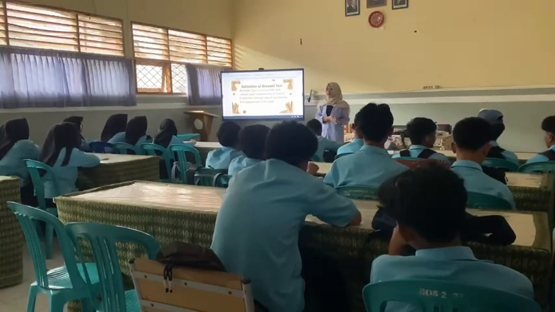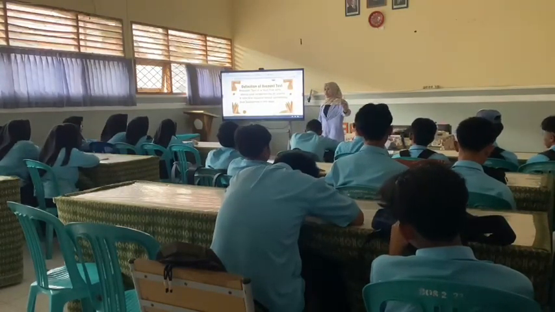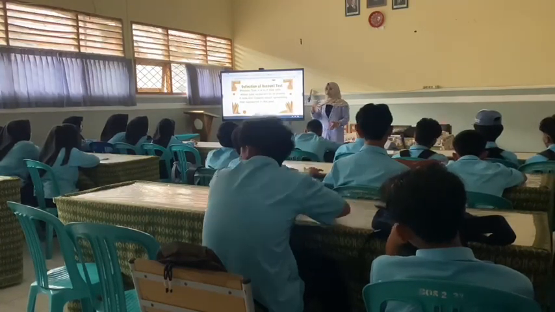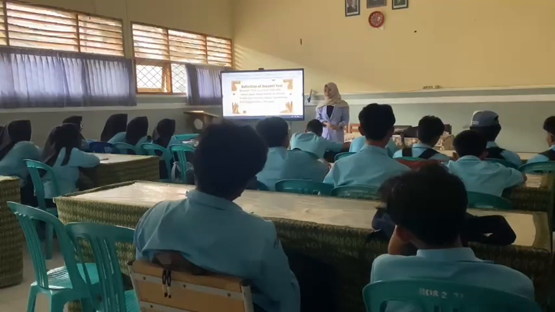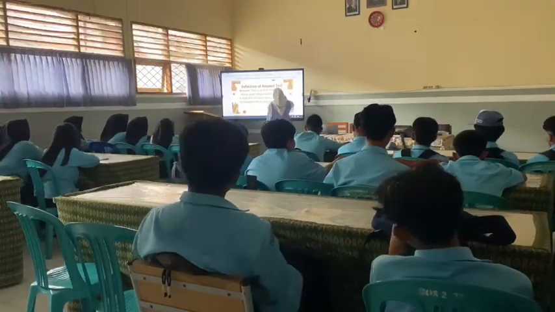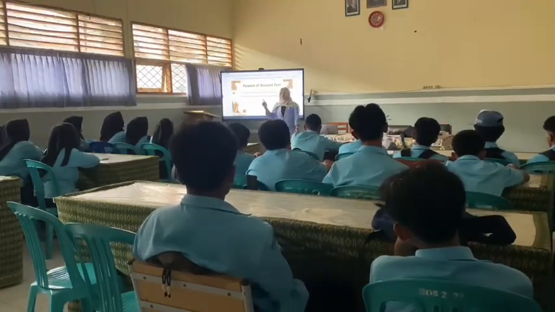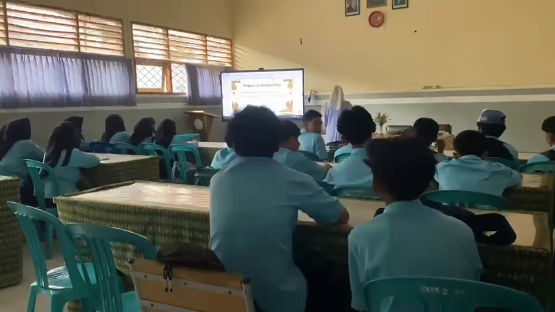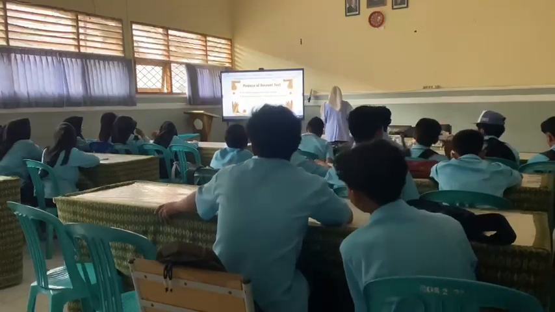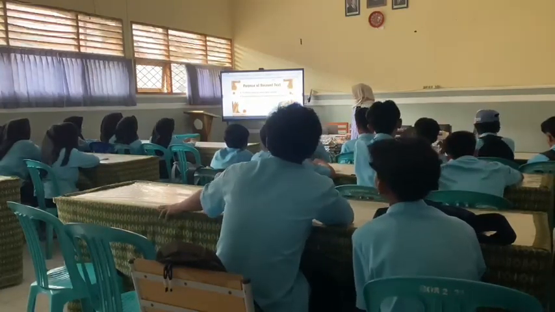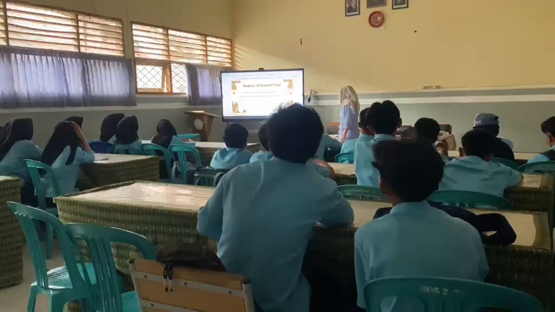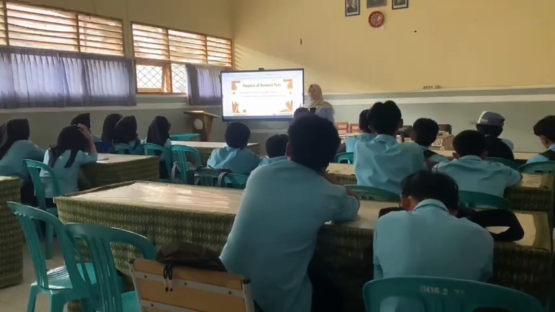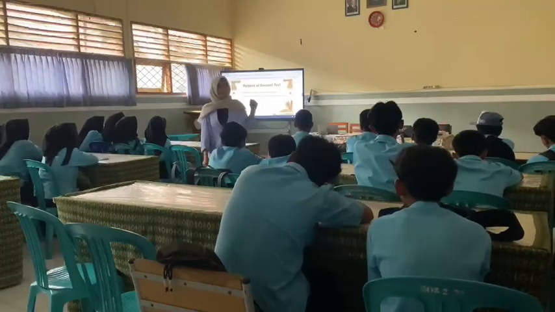Structure of recount text. I explained that it consists of three main parts. The first, orientation, which introduces the participant, time, and place. Number 2, events, which describe the sequence of events in chronological order. And number 3, reorientation, which concludes the story and may include the writer's personal comments or feelings.